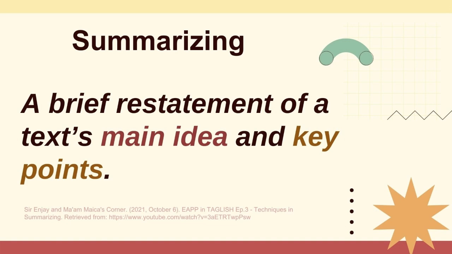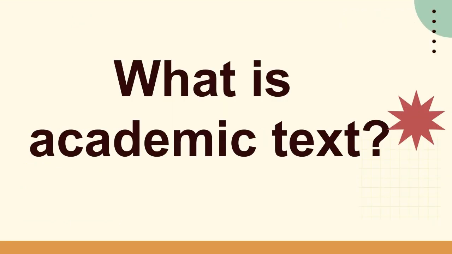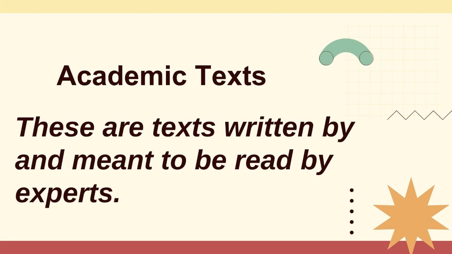Now, on the other hand, what is academic text? Academic text is text written by and meant to be read by experts. When you say experts, those are professionals, depending on what field they are into. For example, if you were a doctor, then probably you're going to write about medicals or medicine. And if you are an engineer, then therefore the language that you will use is all about formulas, no? So that is academic text. It depends on your expertise, no?